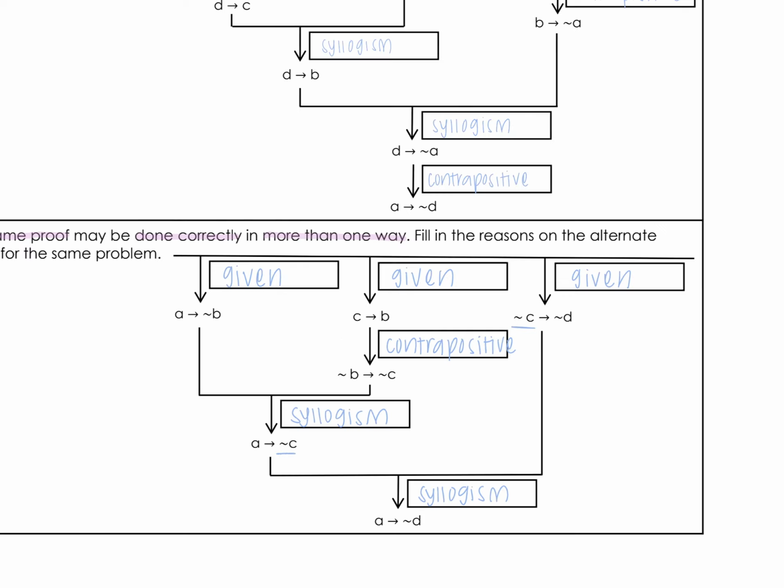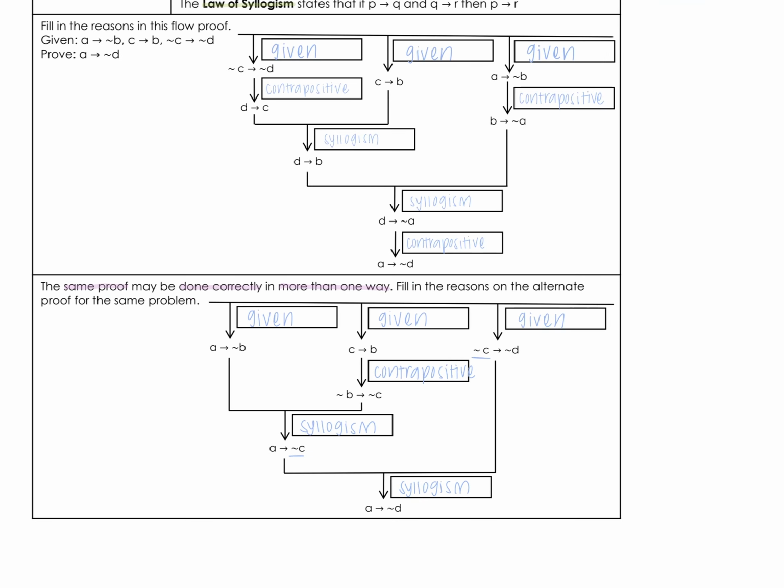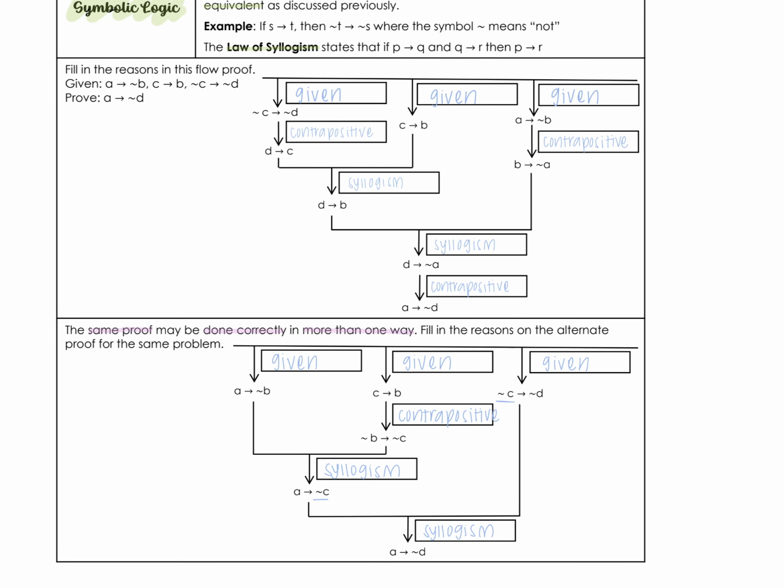All right, so that is it for this lesson. Hopefully it was helpful. And like I said, with these proofs, I know it is a little confusing at first. You just have to practice, okay? But like I said, the only three reasons starting off with this unit are going to be given, contrapositive, and syllogism. Okay, that's the only three we want to be using.